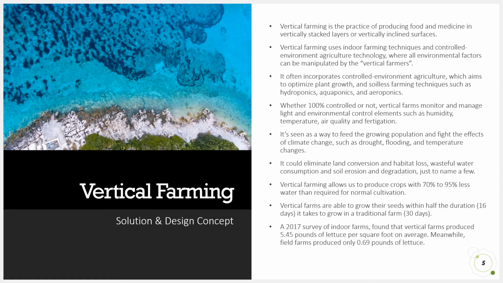Vertical farming allows us to produce crops with 70 to 95% less water than required for normal cultivation. And vertical farms are able to grow their seeds within half the duration that it takes in a traditional farm. Like it can grow within 16 days what takes 30 days in a traditional farm. And there have also been surveys that show that they create about 400% yield, compared to a normal farm.